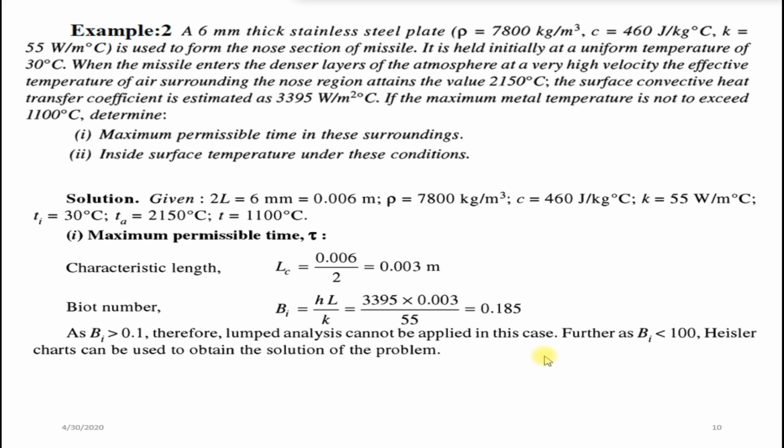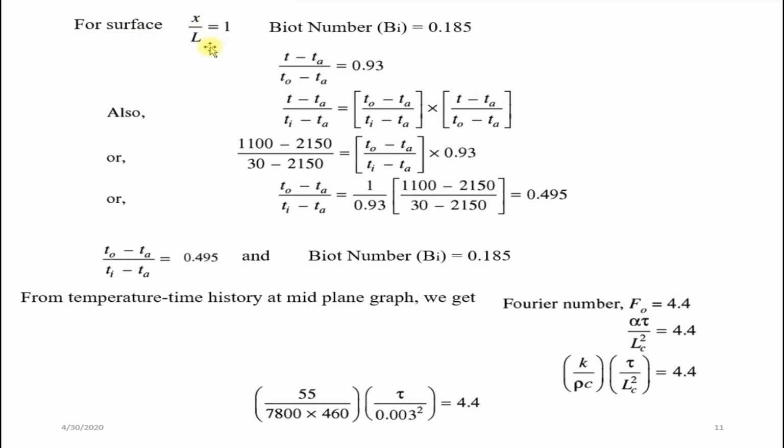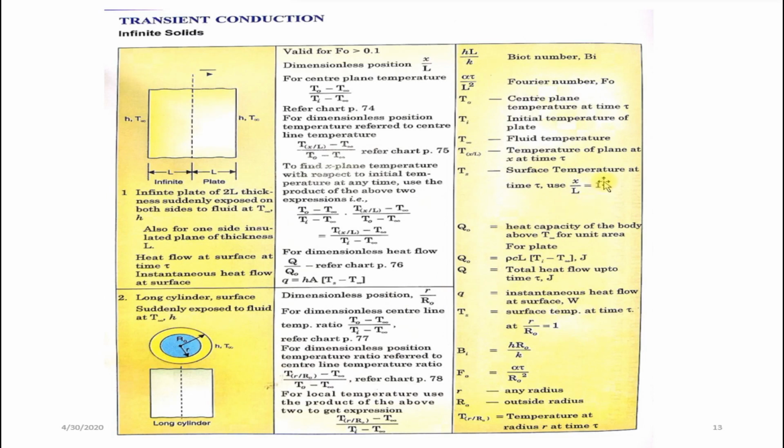That means with the help of the Heisler chart we can solve the problem. We have to find out time here. Time is there in the Fourier number, alpha t by Lc square. Now for the surface we can take x by L equal to 1. It is there in your data handbook. It is not mentioned in the problem directly, but you should know for a surface you can take x by L equal to 1, because in this problem there is no information about the distance or midline temperature.